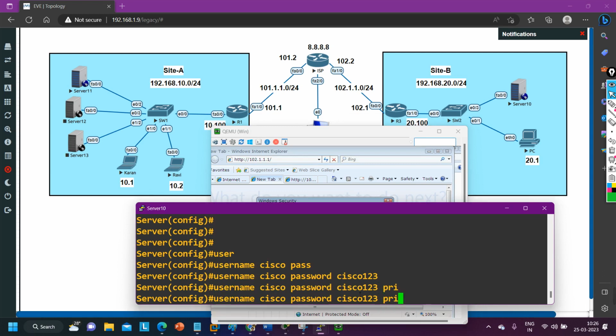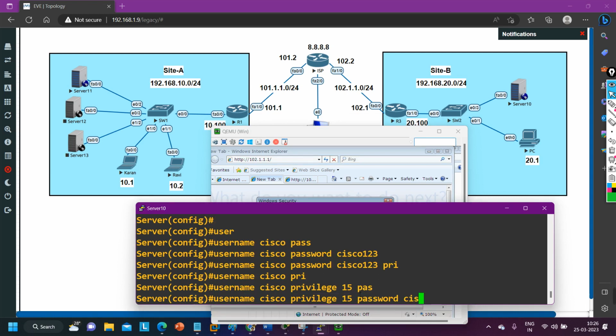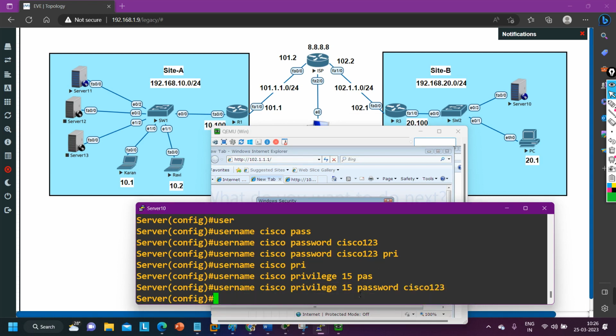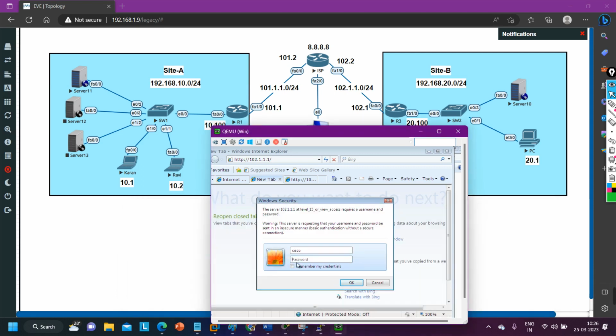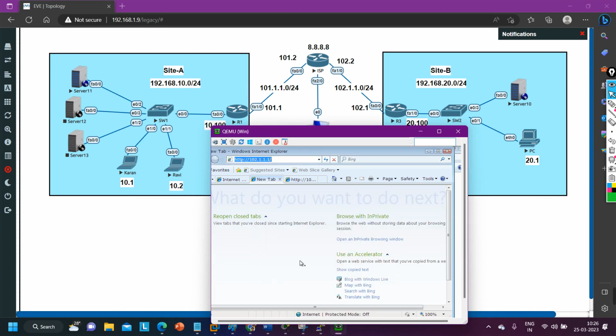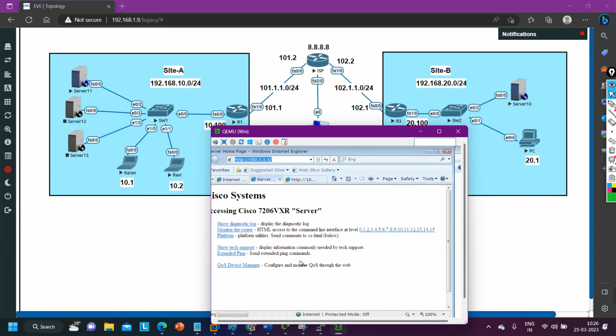And let me define the privilege level here also, privilege level 15 and password Cisco 123. Okay. Now password Cisco 123. Yes, now you can see I have access of this server, yes or no. You can see the name.